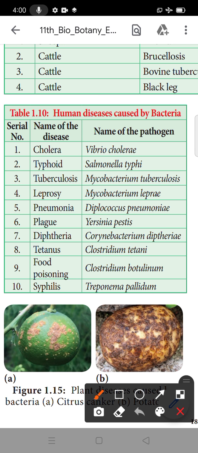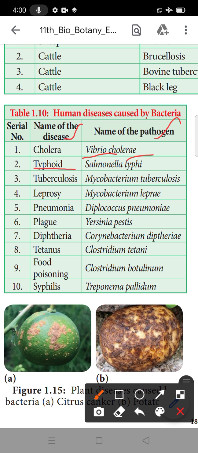The first one is the name of the disease and the second one is the name of the pathogen. So the first one is cholera. What is the name of the pathogen? Vibrio cholerae. It is Vibrio cholerae.